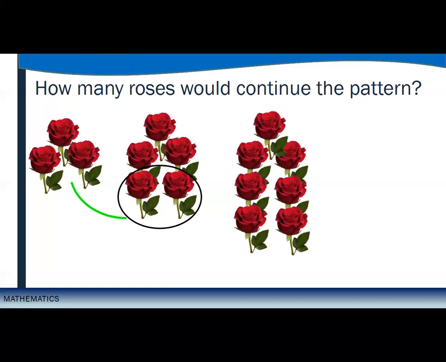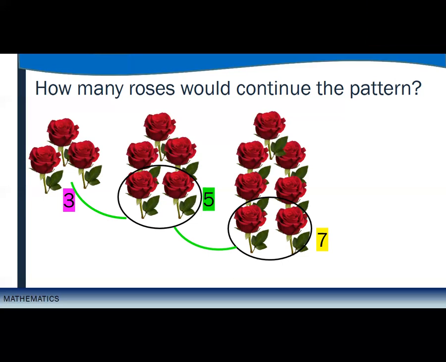We start out with 3 roses, and then we keep adding 2 each time. So 3 roses plus 2 gives us 5 roses. And then 2 roses added to 5 roses gives us 7 roses. Are you ready to tell me how many roses would be in the next pattern if we should continue? Way to go, boys and girls. If you said we need 9 roses to continue the pattern, that's awesome.